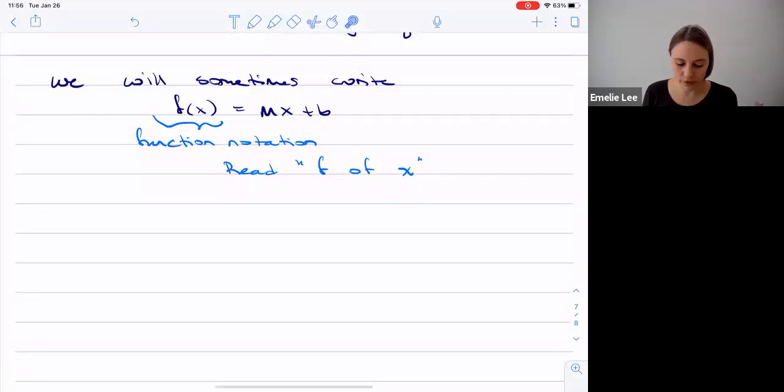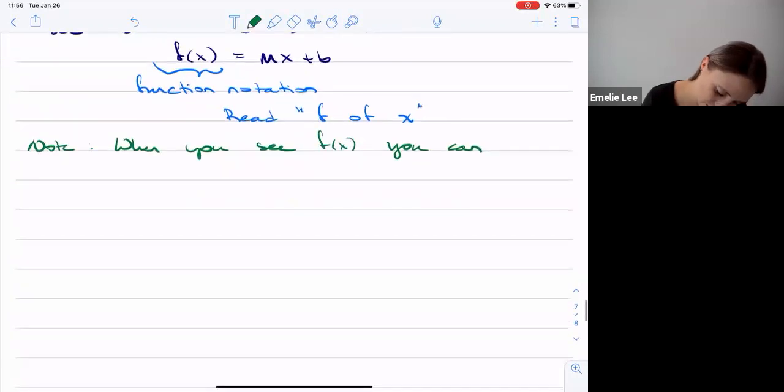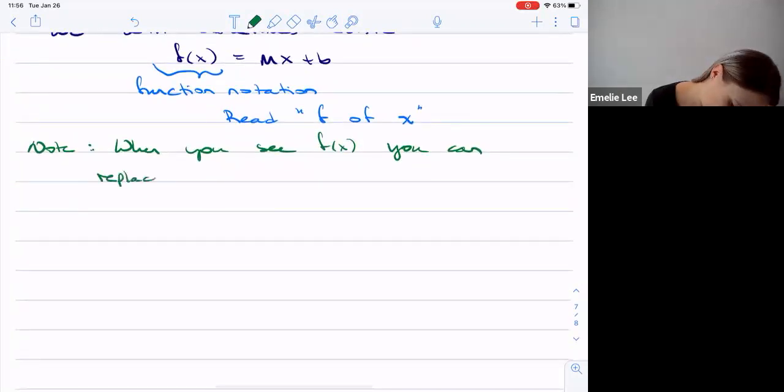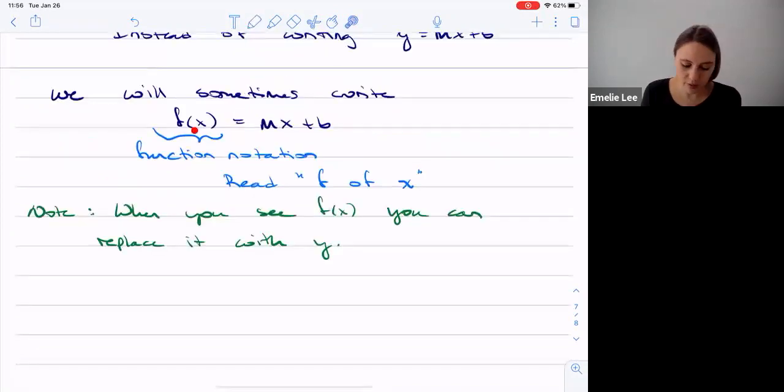And that's what we said. So most of the time, when you see f of x, you'll be able to just mentally replace it with a y. And that's something that I always find makes it easier. So just as a note, when you see f of x, you can replace it with y in your mind if you want. Okay, so y equals mx plus b is the same as f of x equals mx plus b, but here we're just emphasizing that x is the input, so whatever I put in here gives me the output, right?